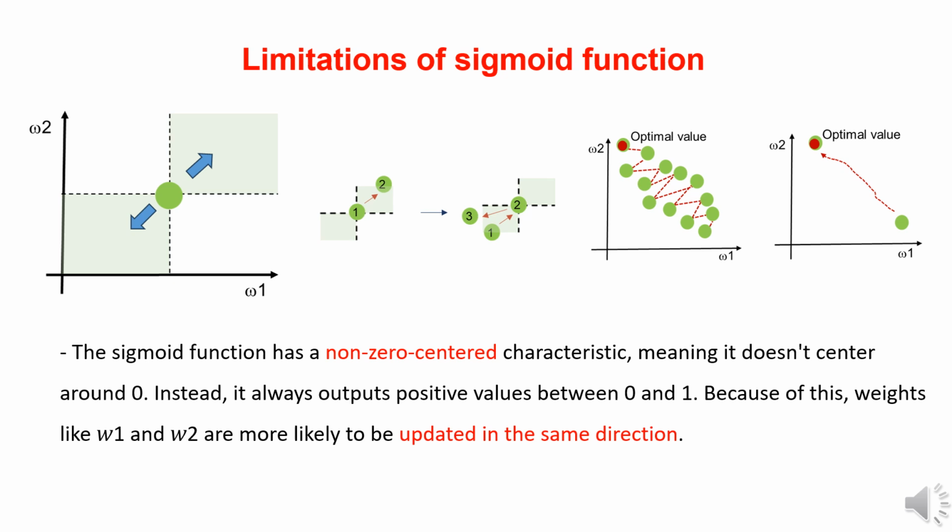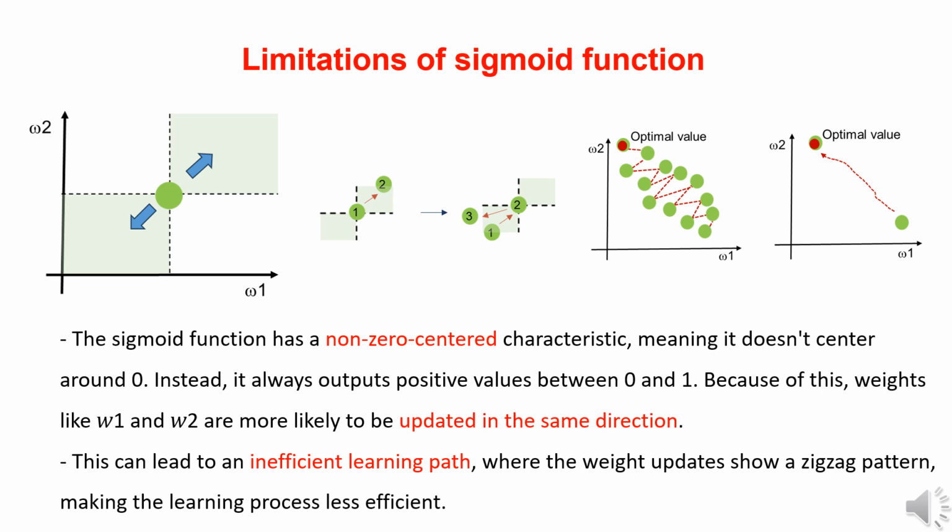To summarize, we can see that in the sigmoid function, the weights are updated in the same direction. This is because the sigmoid function has a non-zero centered property, meaning it does not center around 0 and always outputs a positive value between 0 and 1. As a result, there's a higher likelihood that weights omega 1 and omega 2 will be updated in the same direction. This often leads to both weights increasing or decreasing simultaneously, which means they continue to be updated in the same direction, as illustrated in the green area of the diagram.